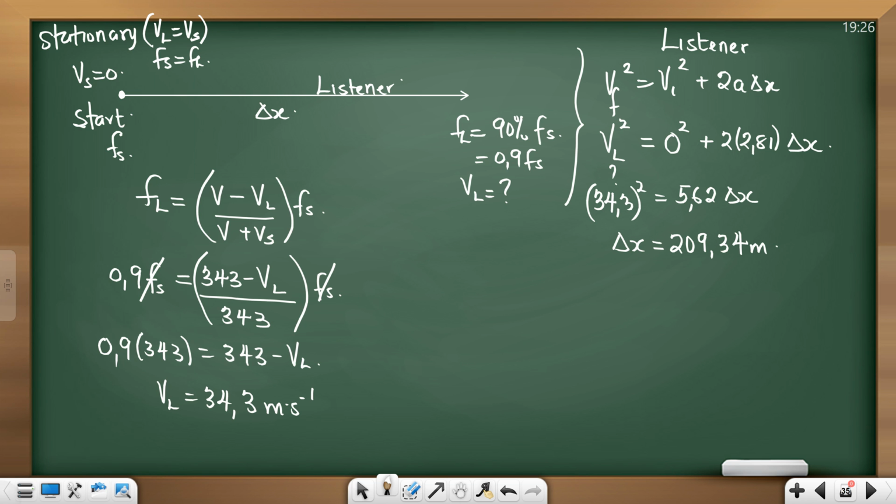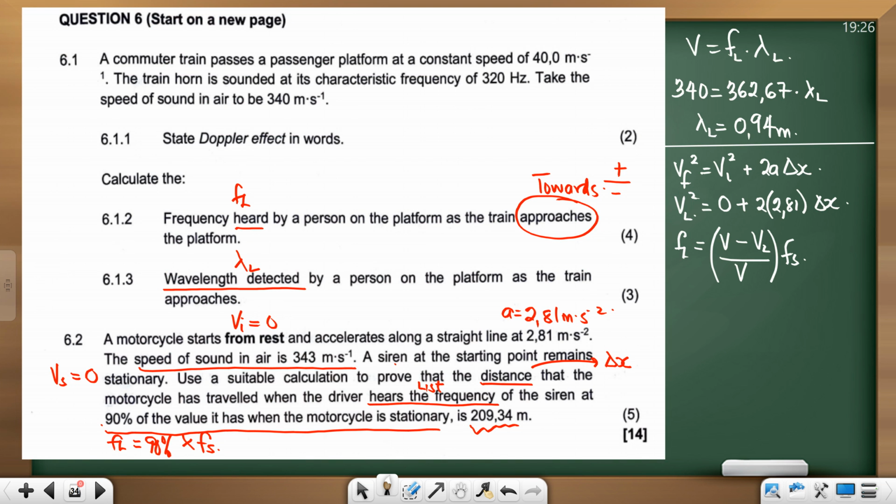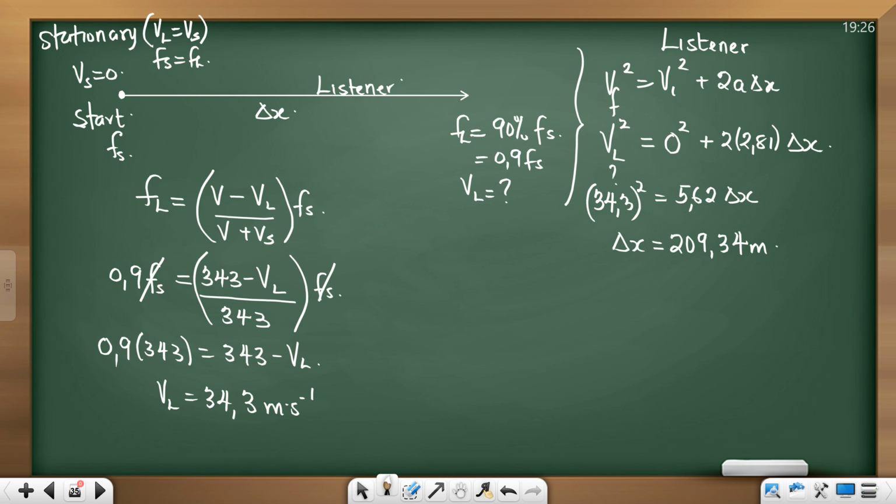And what were we asked to show? Beautiful. Perfect answer. 209.34. Did that make sense, everybody? Did the process make sense to you? Process makes sense to you?